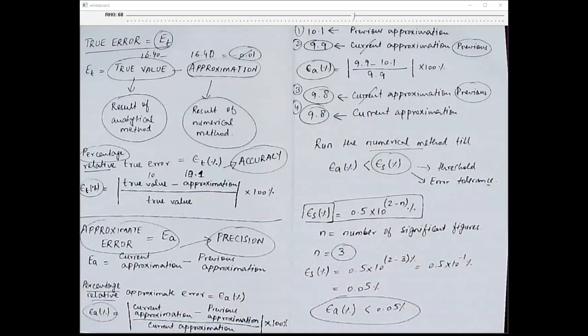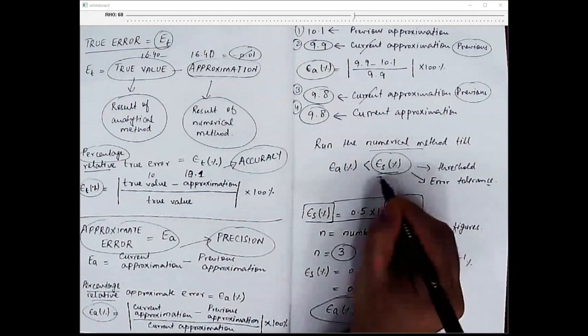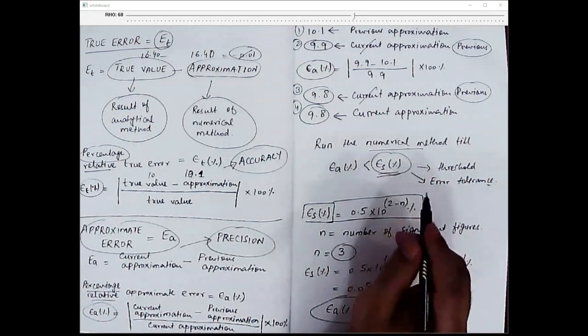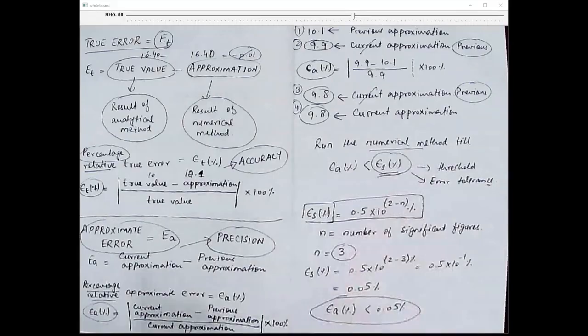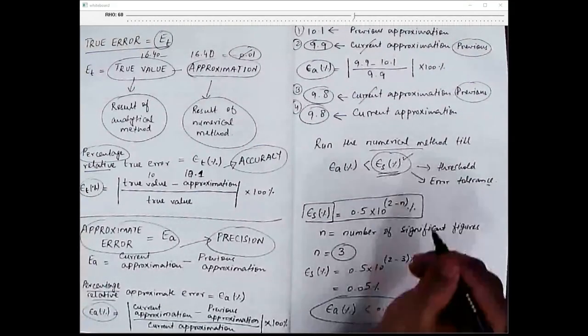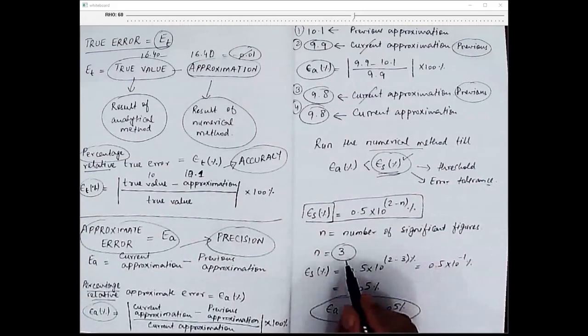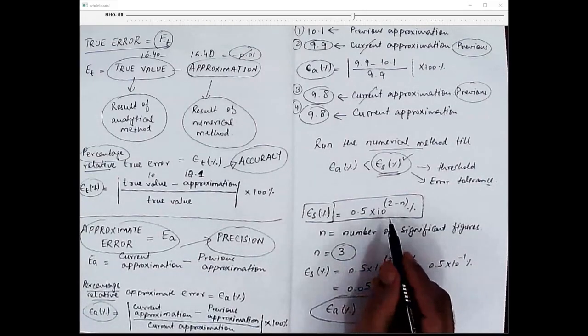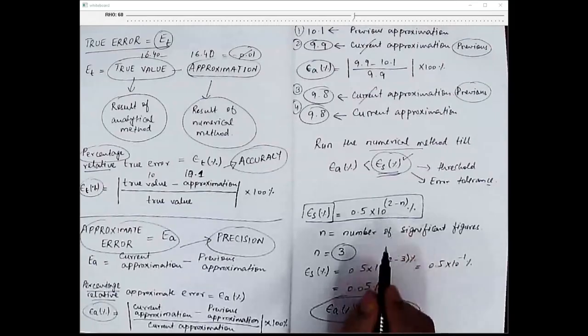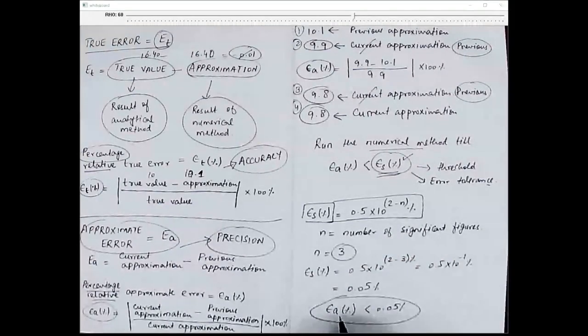Otherwise, if I don't worry about the number of significant figures, as I told you, I can set it to any number like 0.001, 0.005, 0.02, or 2%, 5%, depending on the precision I want. So this is in my control, ES. But sometimes we relate it to the number of significant figures. When we relate it to them, then of course this formula will be in the picture, and I use this formula to compute the error tolerance, 0.05% in this case for n equal 3.